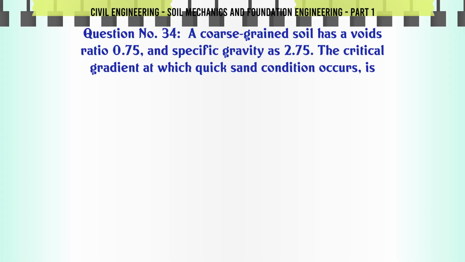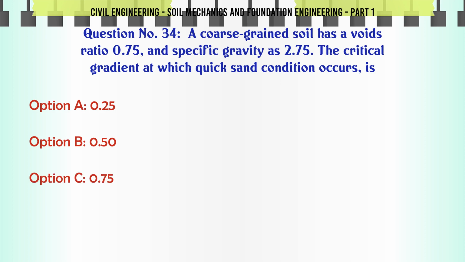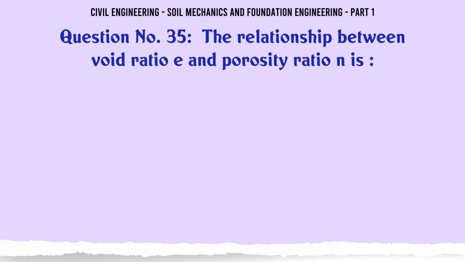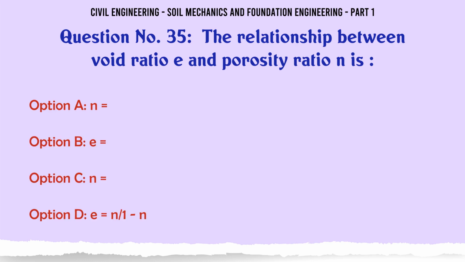A coarse-grained soil has a voids ratio 0.75 and specific gravity as 2.75. The critical gradient at which quicksand condition occurs is A. 0.25, B. 0.50, C. 0.75, D. 1.00. The correct answer is 1.00.